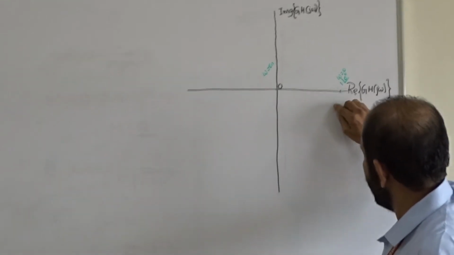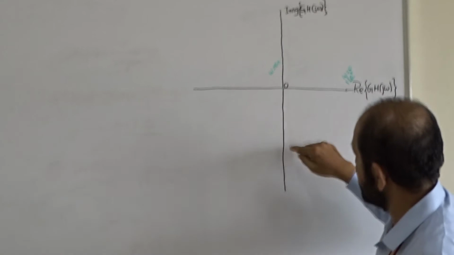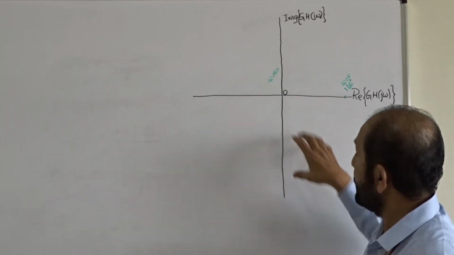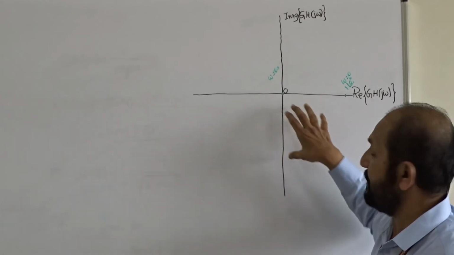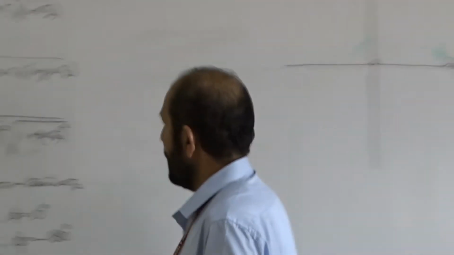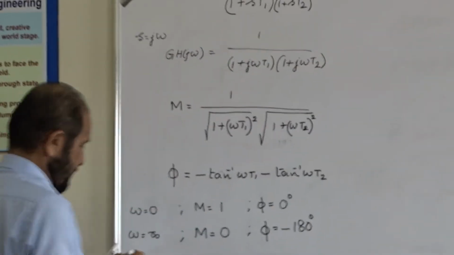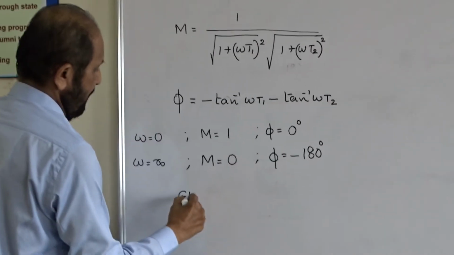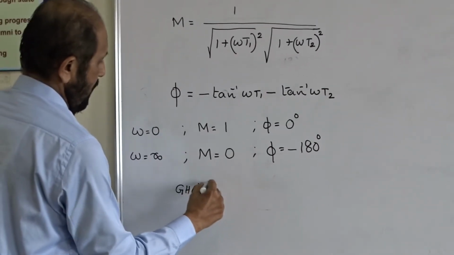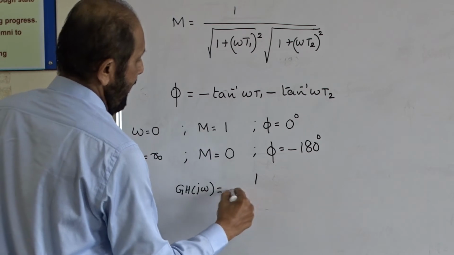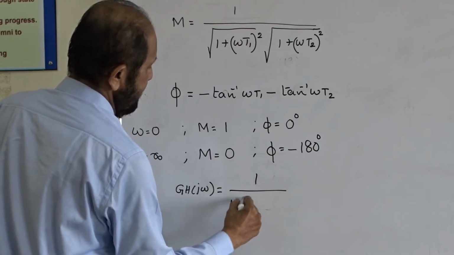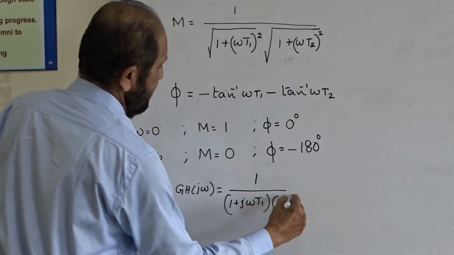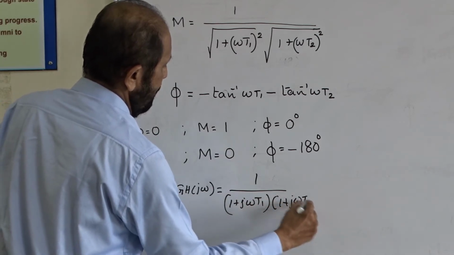When it goes from this axis to this axis, obviously it has to cut the imaginary axis. So that point we have to calculate, where it cuts the imaginary axis. What you have to do is take the open loop transfer function, which is equal to 1 divided by (1 plus j omega t1) into (1 plus j omega t2).